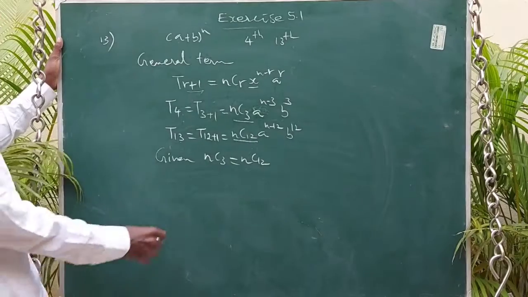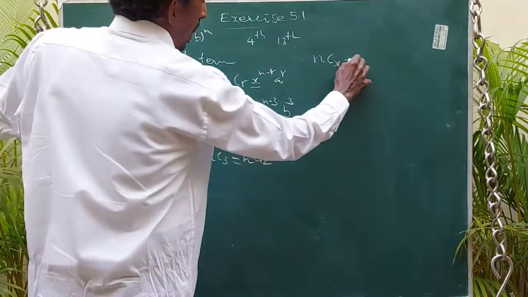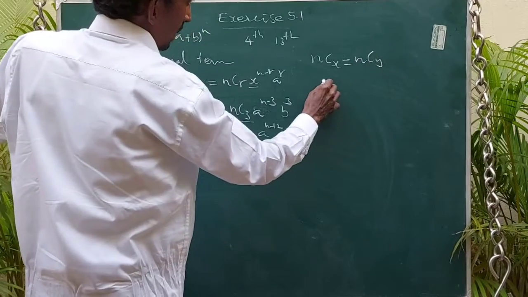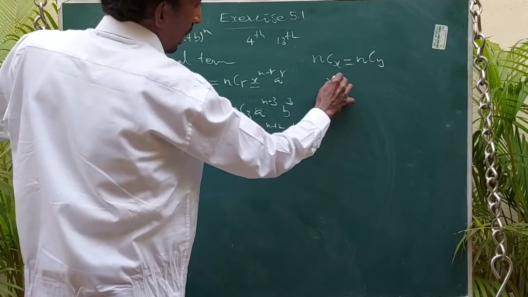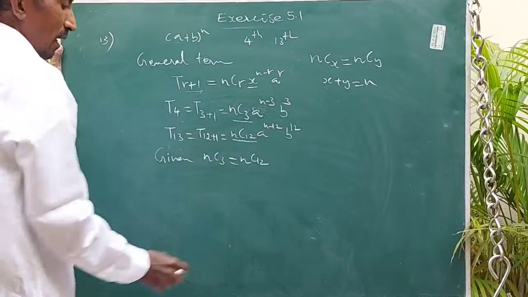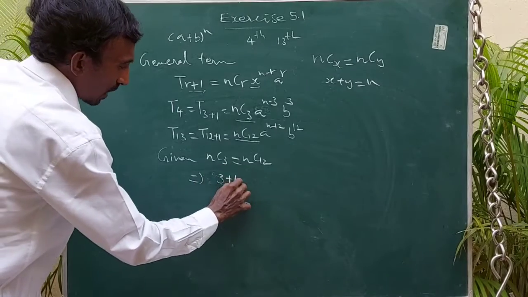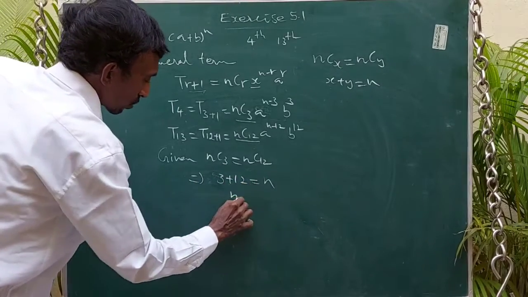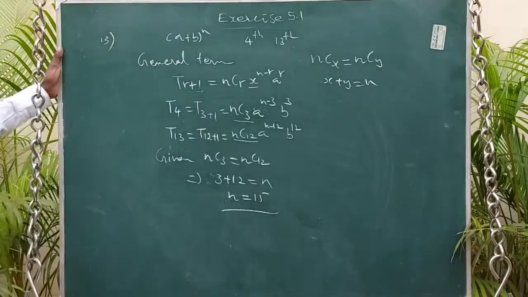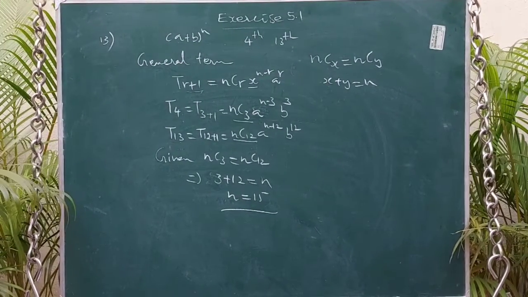There is a property: if nCx equals nCy, then either x equals y or x plus y equals n. Here we have to apply the second one. Which implies x plus y, 3 plus 12, equals n. So n equals 15. So that is the answer for question number 13.